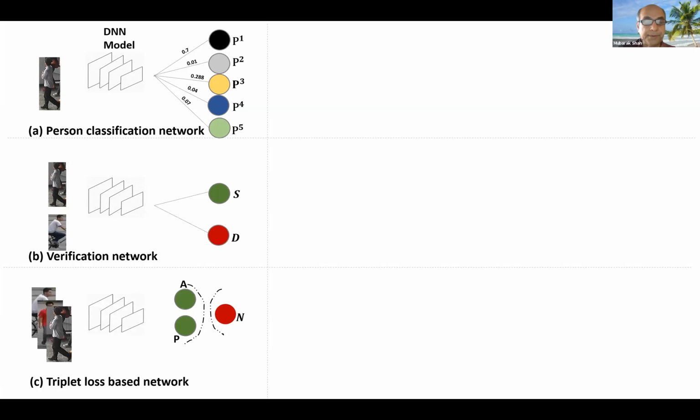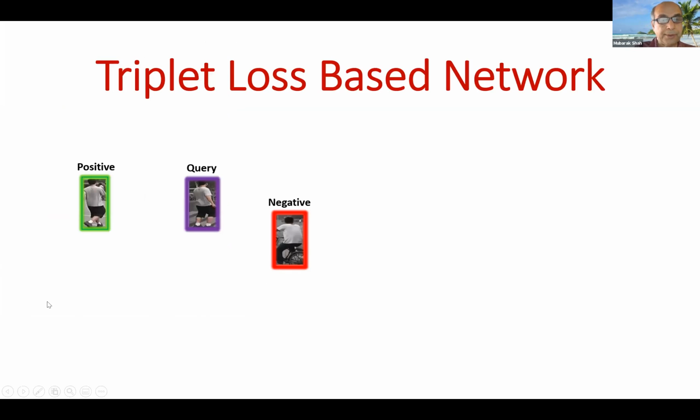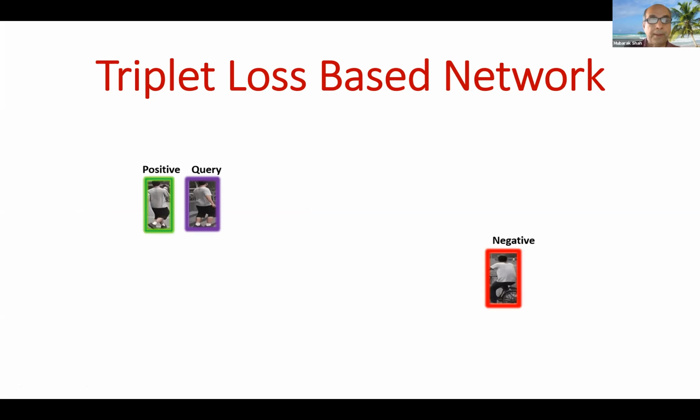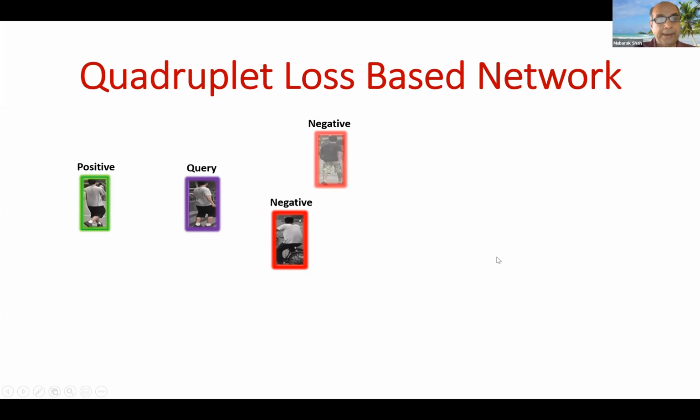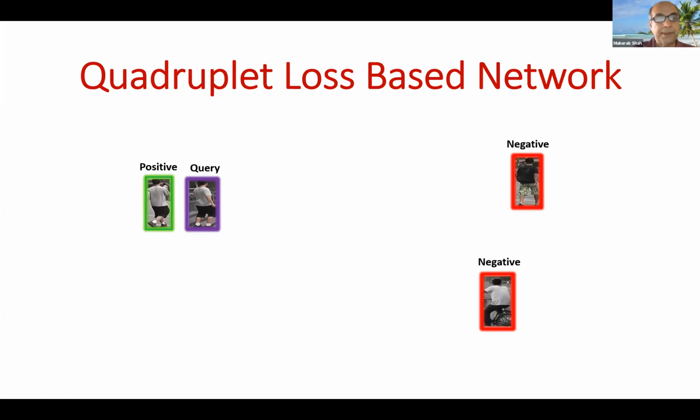Another approach is applying the triplet loss. So instead of two images, we will have three images. The idea is that we have a query, a positive example and a negative example, and we want to learn the features so that the positive example is close to the query and the negative is far away. And now we don't have to do only three images, we can do four images. That's the quadruplet loss-based network. Again, the idea here is that we want to bring the positive image close to the query and push away these negative images.